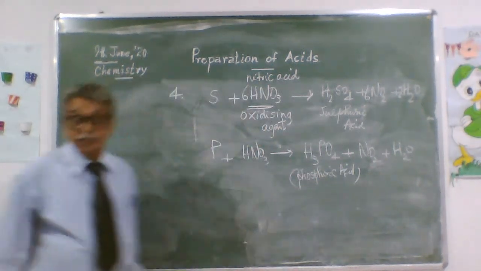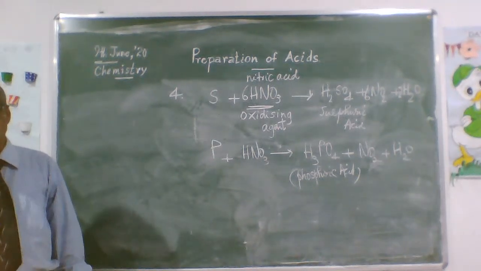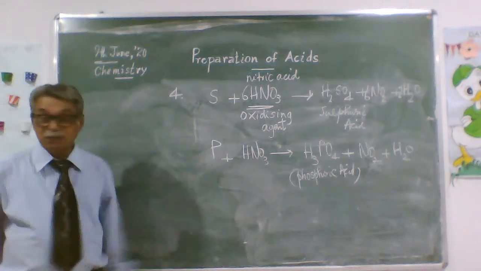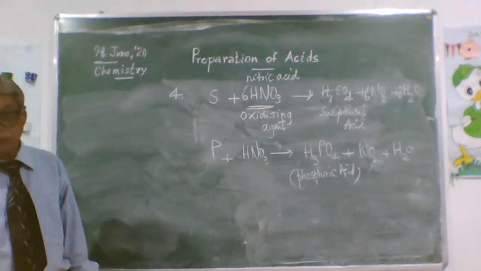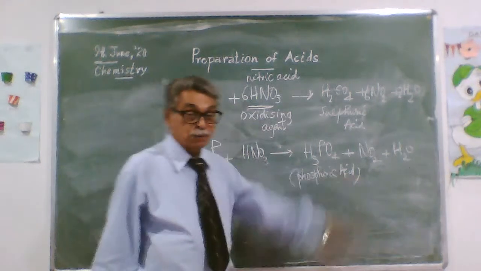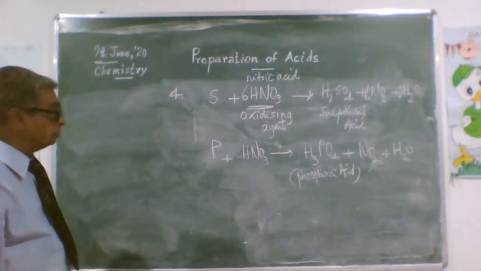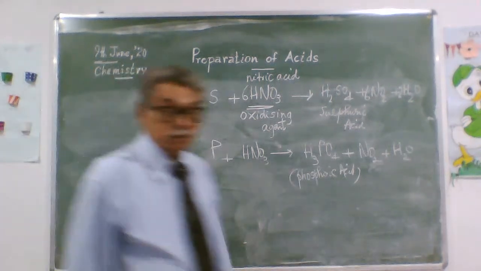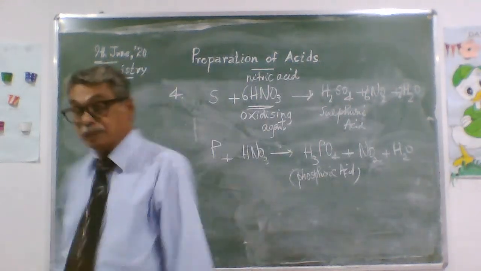Today's assignment is this: balance the equation P plus HNO3 giving H3PO4 plus NO2 plus H2O. I want you to do the balancing part. You fail, try again. That's all I can say. So we have done all 4 methods of preparing acids.